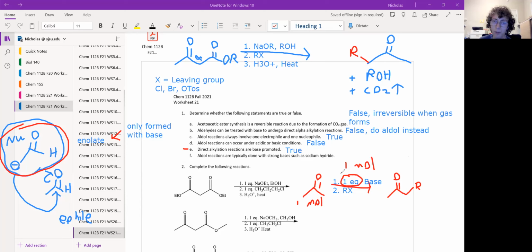And you're putting in a full equivalent because it's not going to be a catalyst. It won't be regenerated. It's going to be consumed. The base is going to be consumed. And that's what makes it base promoted. If you use one equivalent, it's consumed. If you're using a catalytic amount, the base is regenerated.